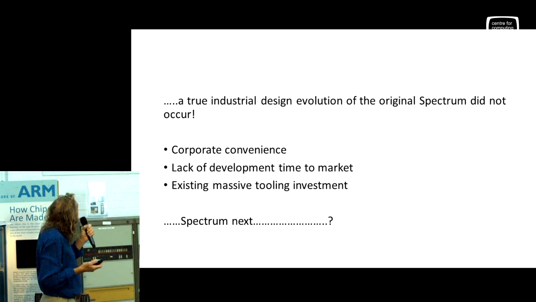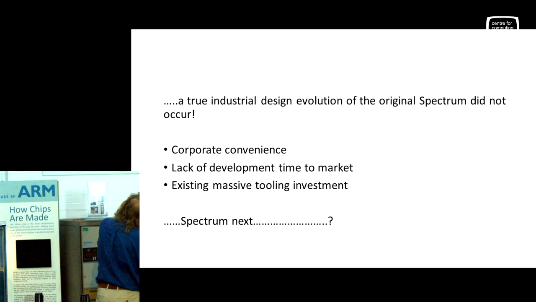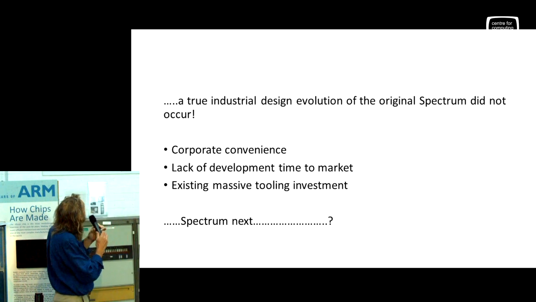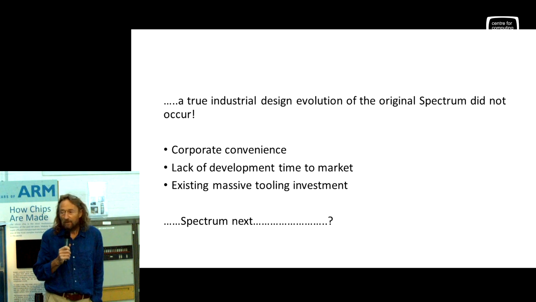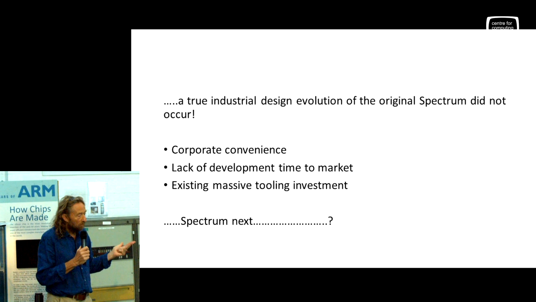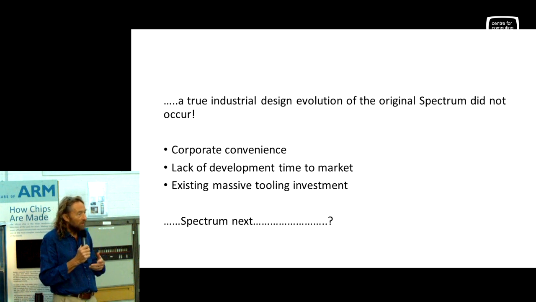What should we do? Well, corporate convenience, fine, self-explanatory. Lack of development time to market was quite an important factor. And we'd invested, by today's money, $1 million in two-shot tooling for the keyboard, because going back to the ZX80, 81, Spectrum, keyboards were always criticized for all the reasons you know. Ironically, 30 years later, people love them and they want the same again. Great.